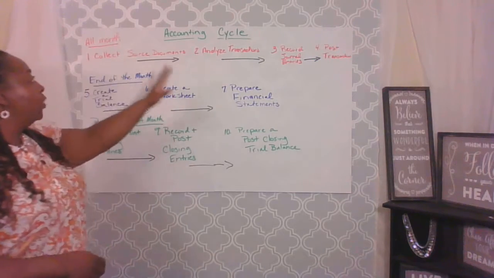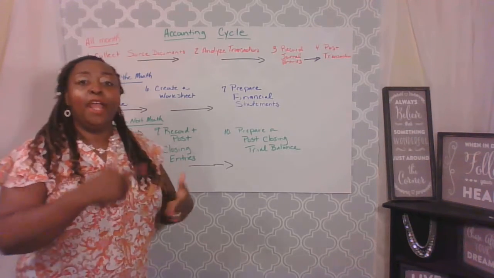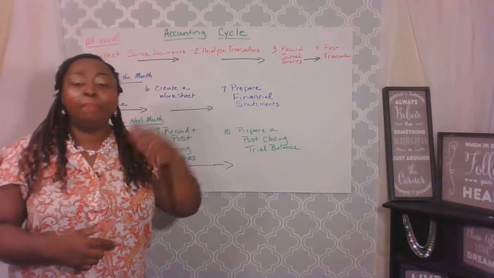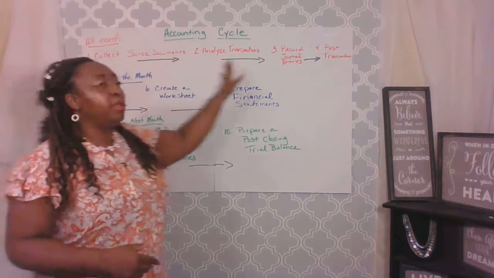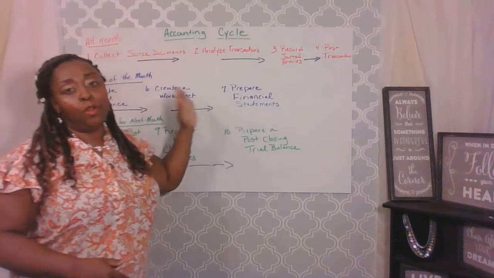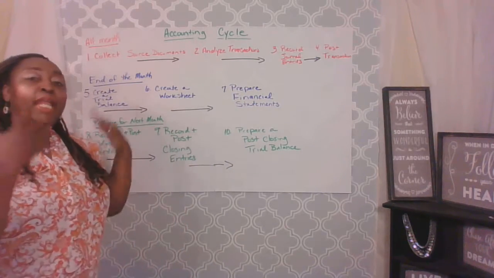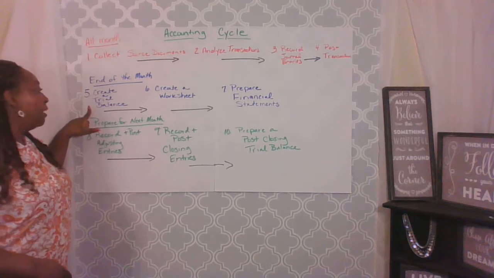So steps 1 through 4 take place all month long, over and over again. Every day, money's coming into the company, money's leaving the company, coming and going and coming and going. All month long, we are doing steps 1 through 4 over and over again. So then the end of the month comes. Now at the end of the month, we go to step number 5.